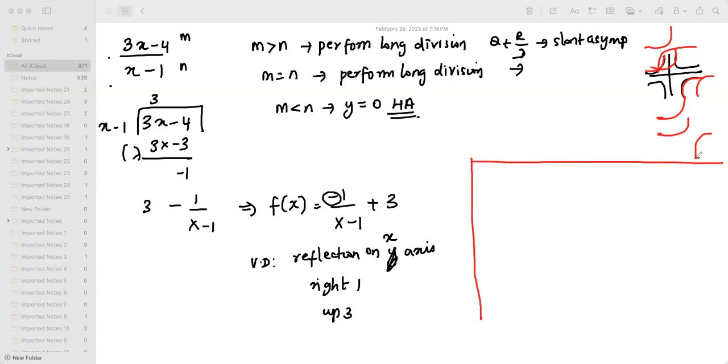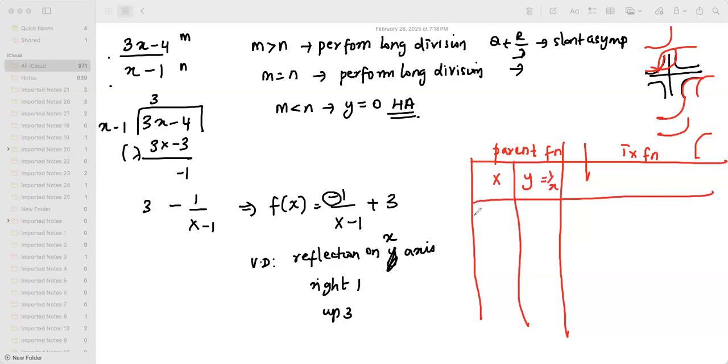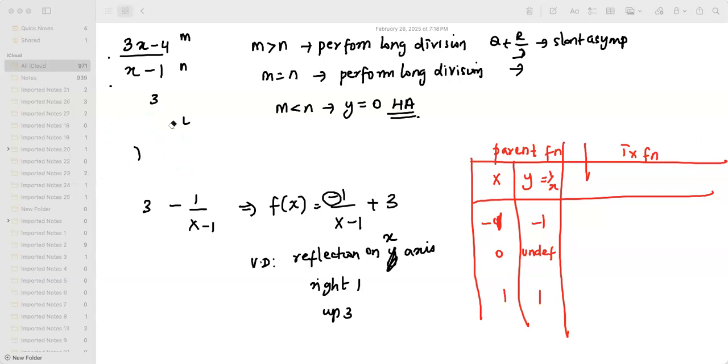We want the real graph. So I prefer going with this table, always: parent function, transform function. You'll never make mistakes if you follow a parent function. So x, y. The parent function was y equal to 1 by x, remember? The main reference points were 0, which is always undefined, minus 1 was minus 1, 1 was 1. These are the 3 points I really want all the time. I'll draw the graph here.